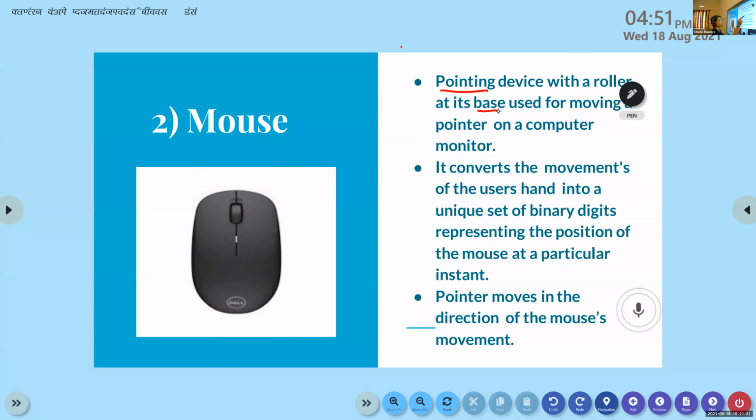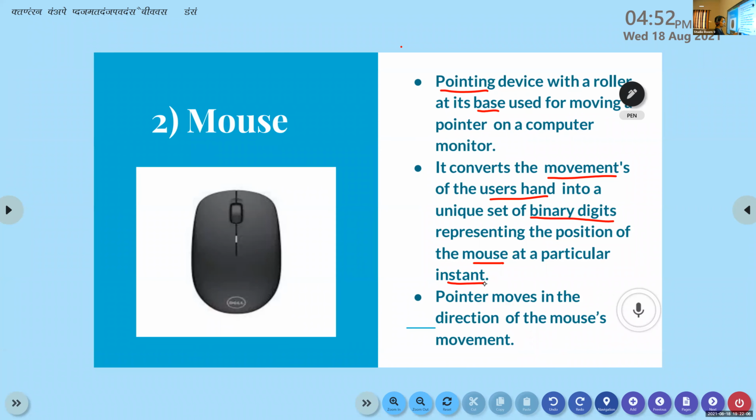Okay, it converts the movements of the user's hand, isn't it? We used to move the mouse, isn't it? So it converts the movements of the user's hand into a set of binary digits which represent the position of the mouse at a particular instant. So what it does, it converts our hand movements into a unique set of binary digits. You know what is binary digits, zeros and ones, which represent the position of the mouse at a particular instant, isn't it?